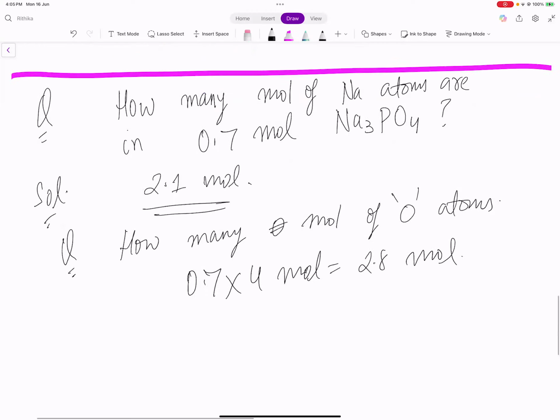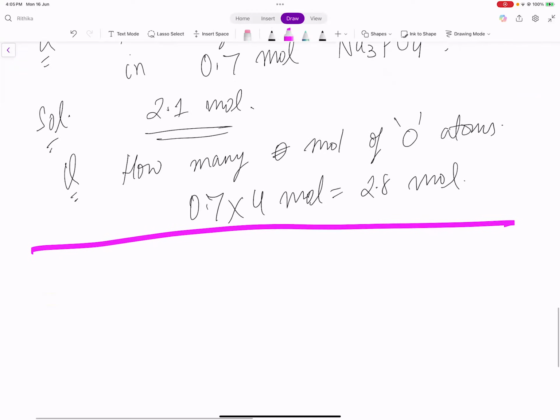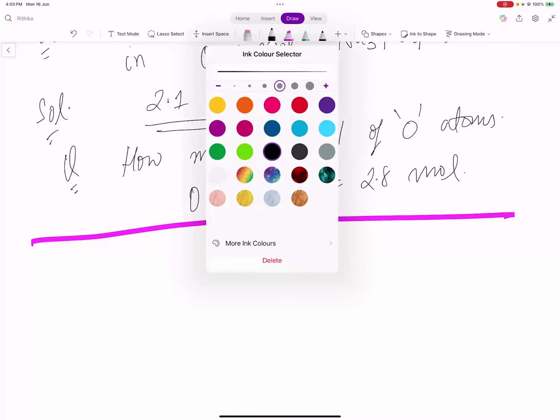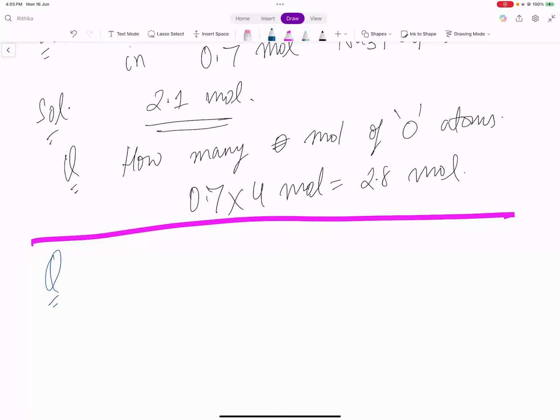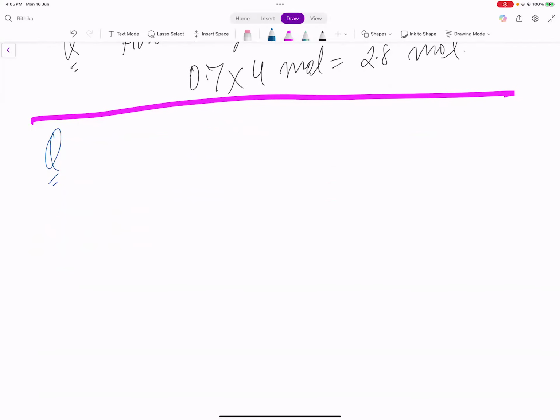Now we'll change this question a bit. Now I have not asked the moles. I'm not asking how many dozen of eggs. Suppose I asked you and you said, sir, we have 2 dozen eggs. And I ask you how many eggs. Then you will not say 2 dozen. I'm asking for the number. Then you'll say 24 eggs.